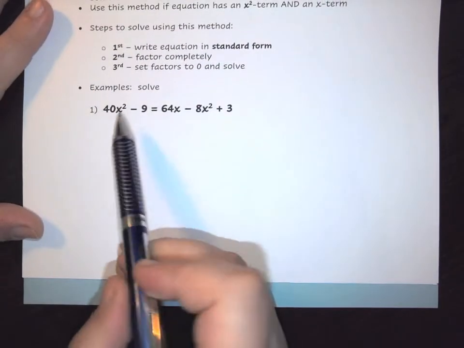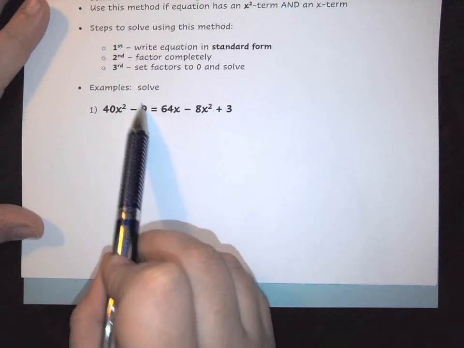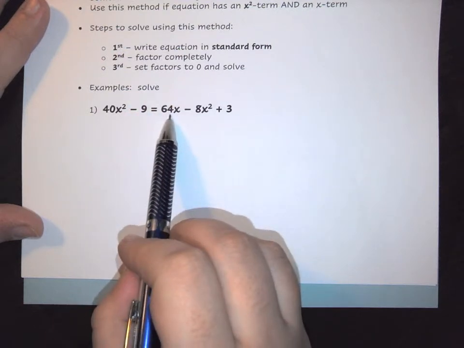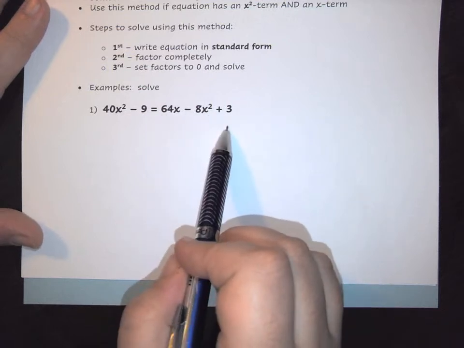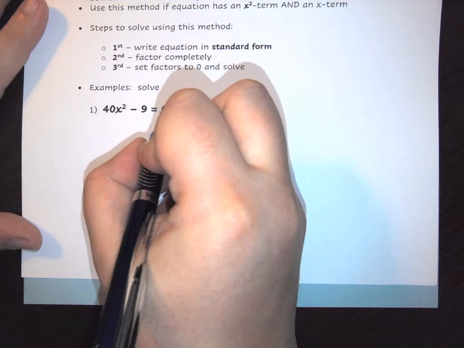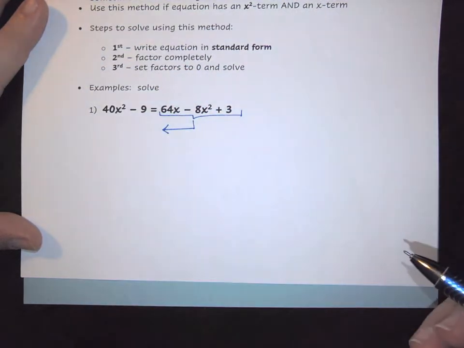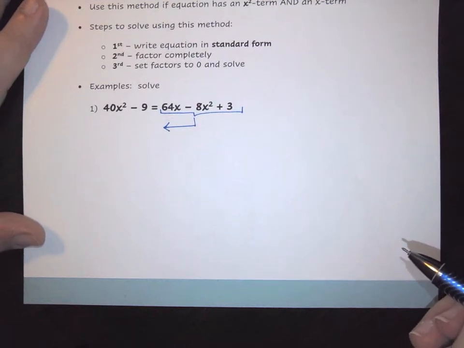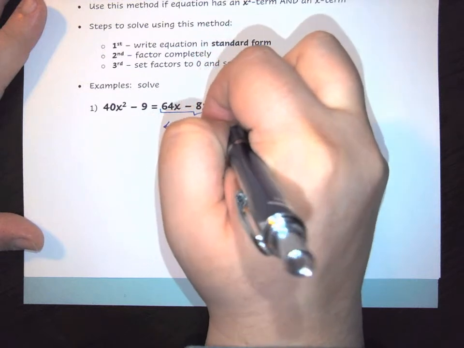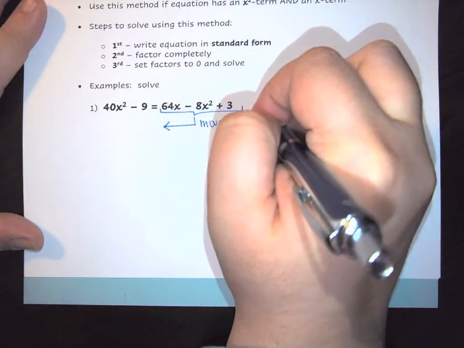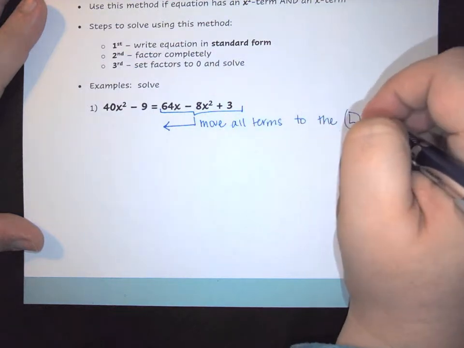So here, what we're first going to do is notice we have 40x squared minus 9 on one side of my equation and 64x minus 8x squared plus 3 on the other. So what we have to do is take one entire side and move it to the other side of my equation, thus setting the equation equal to 0. Here we are going to move all terms to the left side.